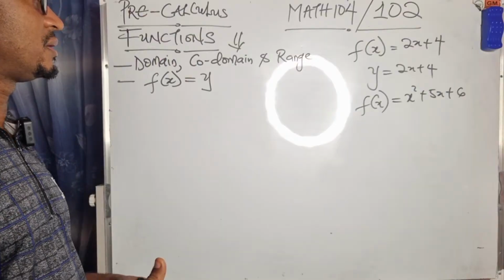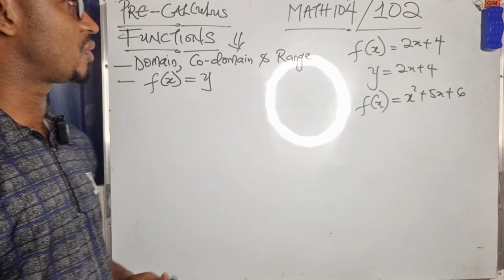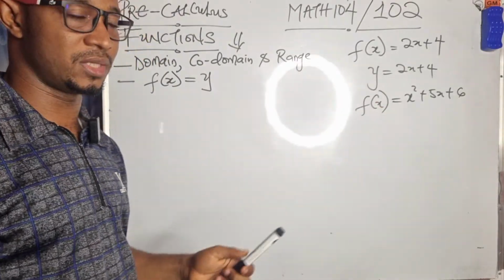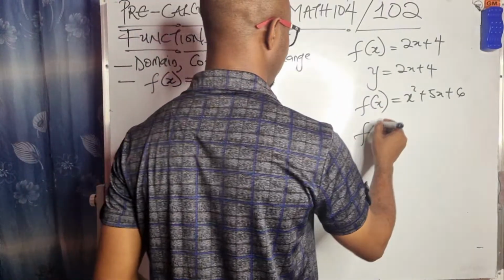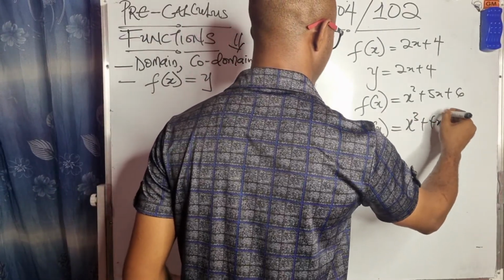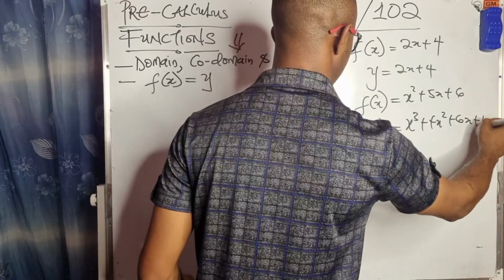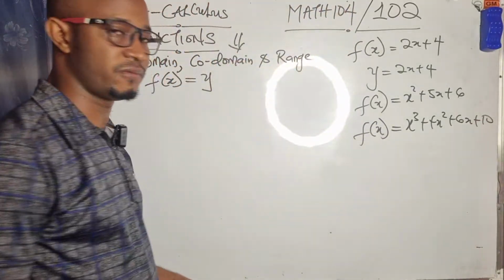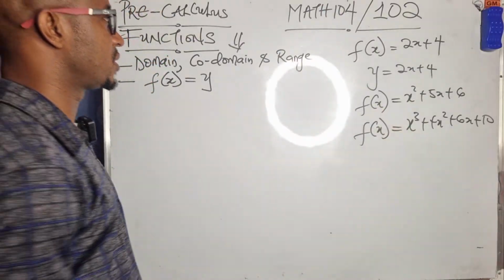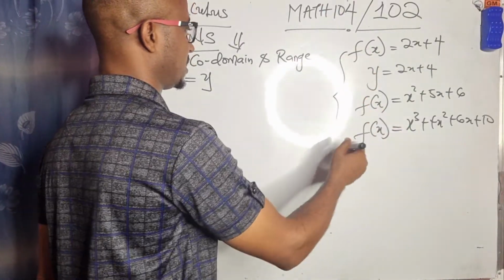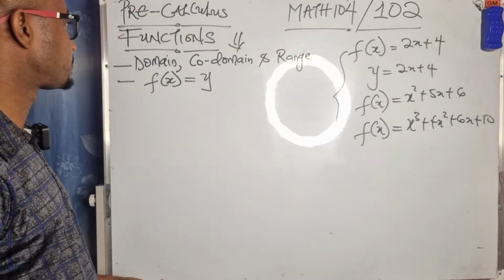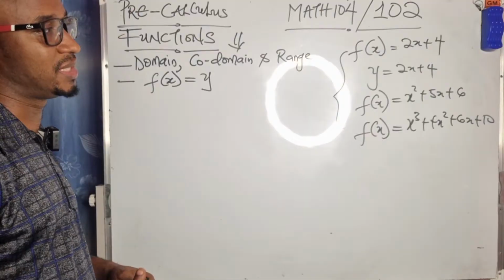Polynomial functions are grouped into three: the linear function, the quadratic function, and the cubic function. A cubic is any function like f of x equals x cubed plus 4x squared plus 6x plus 10, where the highest power is 3. All of these functions we are seeing here are called polynomial functions. This is just how to represent a function.